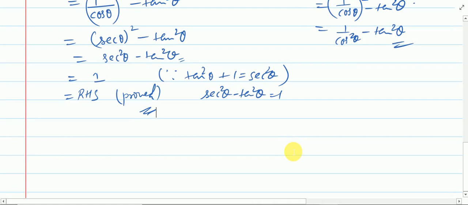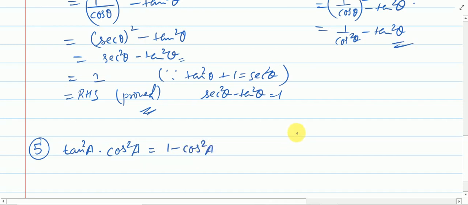Now next, question number 5. Here we have tan square A into cos square A is equal to 1 minus cos square A.